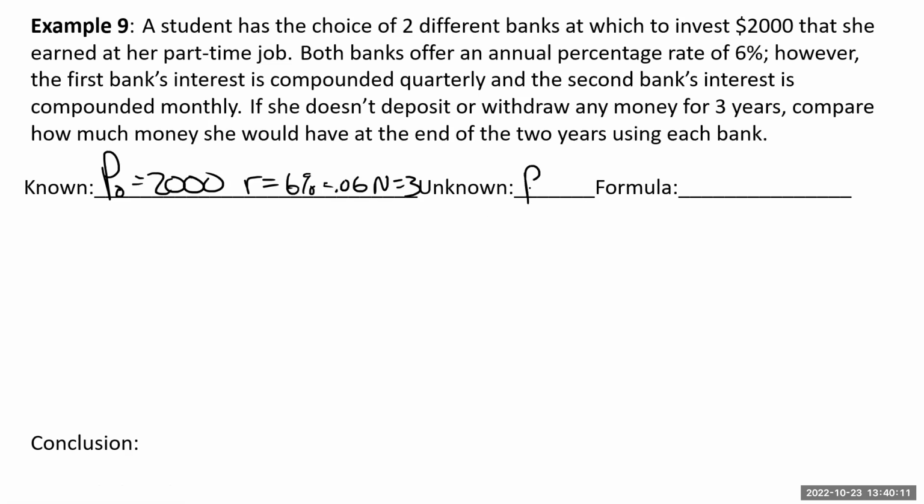We're looking for the amount in the bank. That's our P sub N. Using the compound interest formula, P sub N equals P sub 0 times 1 plus R over K to the NK power. Now let's take a look at Bank A.